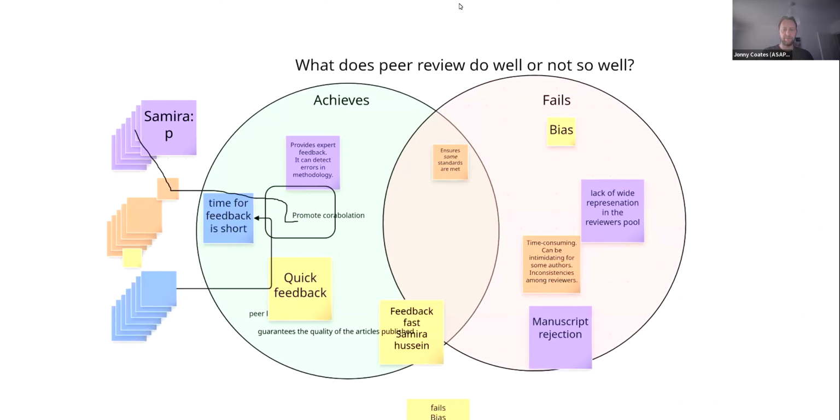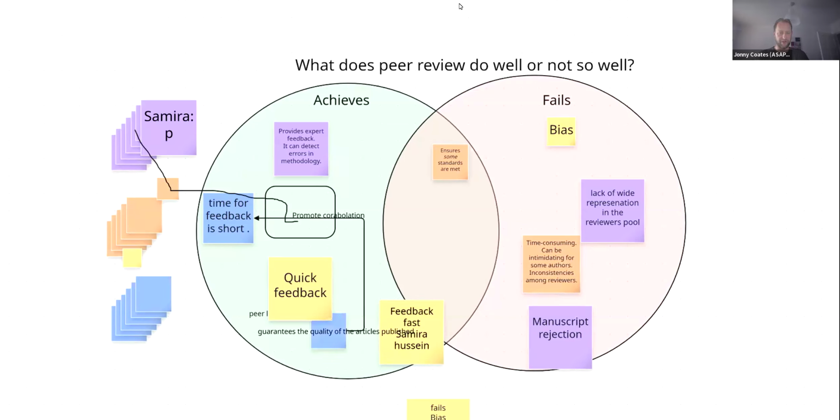So on the point about providing expert feedback, I would agree with, it does. It can detect errors in methodology, however. I think that is a point I would put in the middle. There's a really good study I'll talk about soon that actually looked at this and tested the ability of peer review to discover errors.